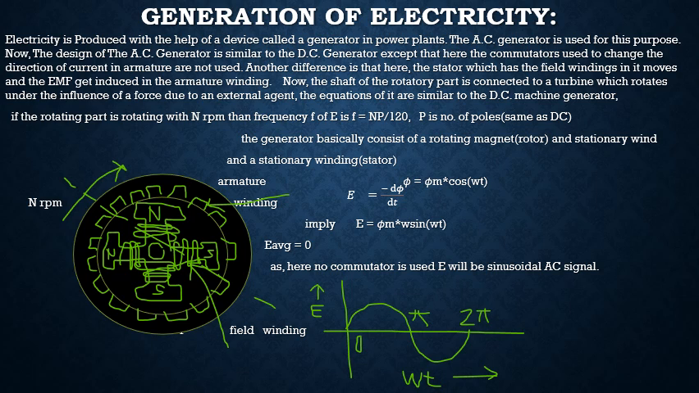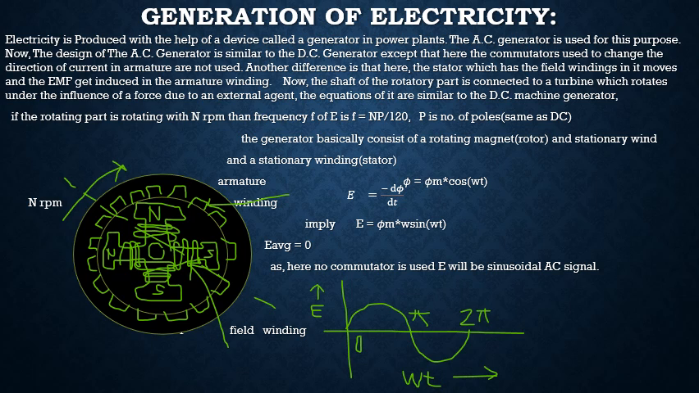Now in the generator, the rotating part is called the rotor, and it consists of field windings that are powered by a separate DC generator. These field windings produce a magnetic field around them. The stationary part called the stator consists of armature windings. Now if the rotating part is rotating with n rpm, then the frequency f of the EMF induced in the stationary part, which is the armature winding, is given by f = np/120, where p is the number of poles in the rotor.